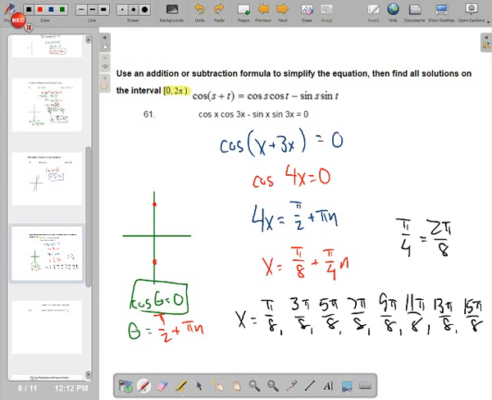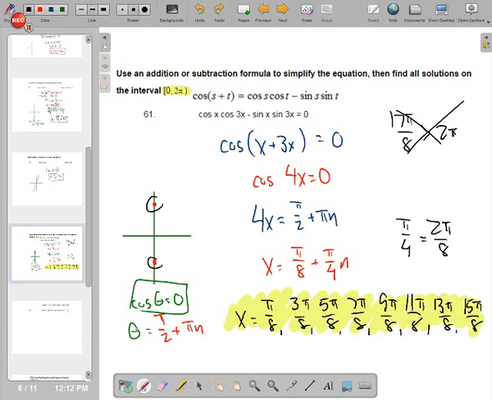Now, you're like, well, how do I know when to stop? You stop when you get to 2 pi. If I added another one, I'd be at 17 pi over 8, and 17 pi over 8 is bigger than 2 pi. So since 17 pi over 8 is greater than 2 pi, we're not going to include it. We're going to stop. These are all the ones that are between 0 and 2 pi. And like I was saying before, if your original equation has 2 solutions, then you should have 8. So 1, 2, 3, 4, 5, 6, 7, 8. There they are.